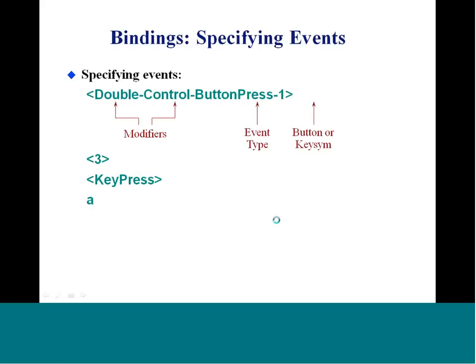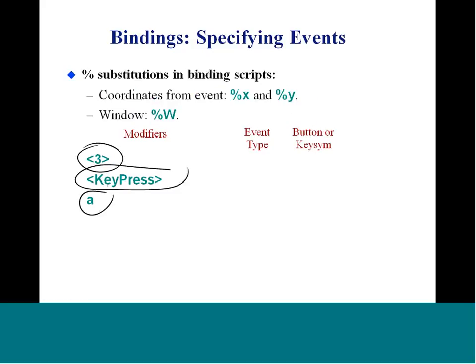Now how do we specify events? Specifying events is done with the less than and greater than signs, and then we can also declare some modifiers, which here is Double Control, meaning you press the control key a couple of times. Then there is a button press, which is the event type, and you can also specify what kind of button or key you want. The other ones are things like the number 3, KeyPress, A. These are all ways of specifying various events.